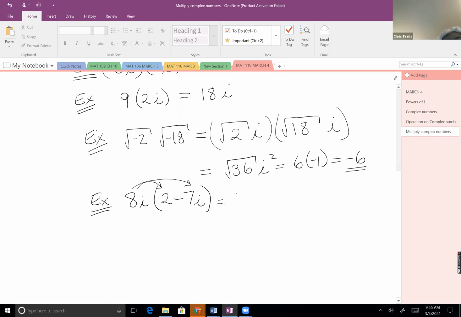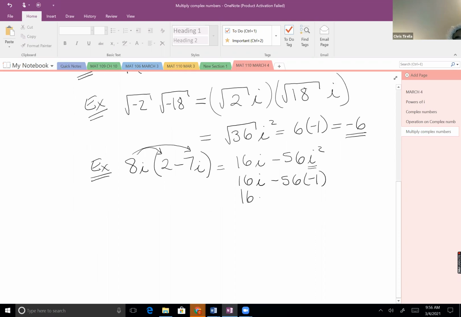So the 8i times the 2 is the 16i. The 8i times the minus 7i would be negative 56i squared. But again, we have an exponent on i. We don't want to leave that. We'll replace i squared with negative 1. So that gives me 16i plus 56.